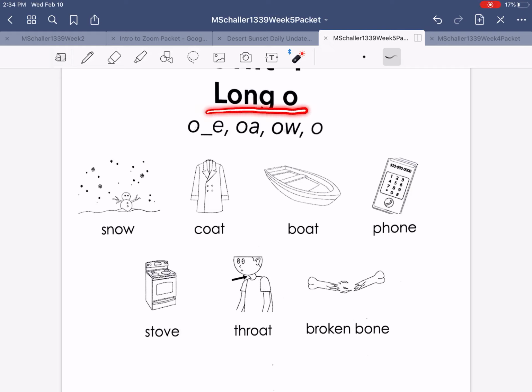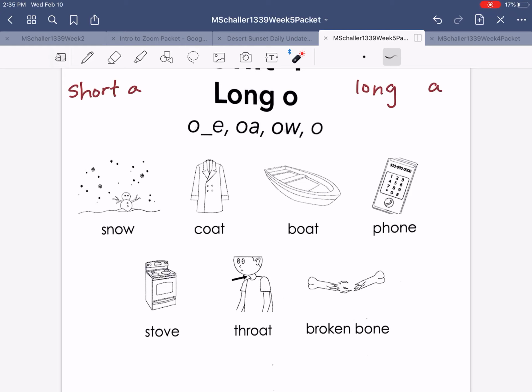Long O. Before we practiced long A, and remember, for short A, let's write that, short A, the sound is ah, like in the word cat or in the word dad. Only one vowel, one A, so the sound is ah.